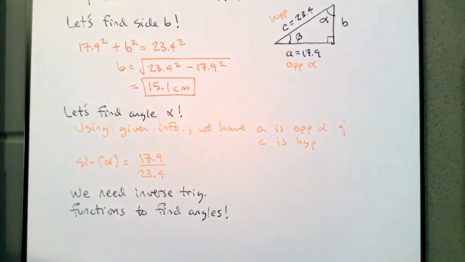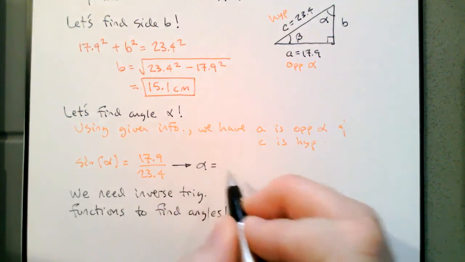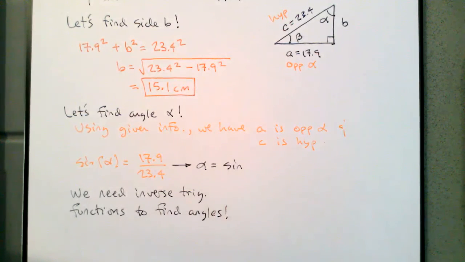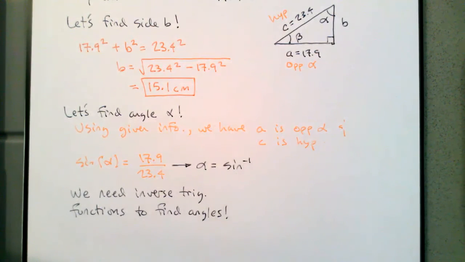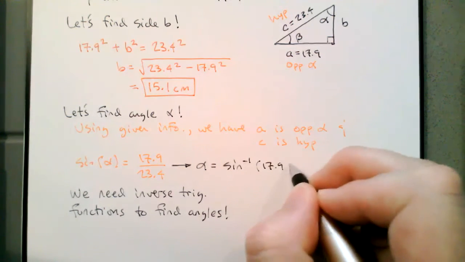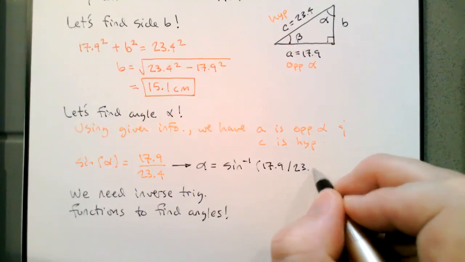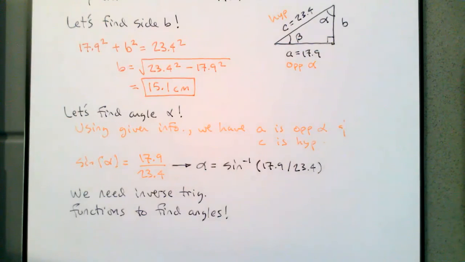So alpha, what we need to write, alpha is the sine inverse. To take sine inverse, you write sine, and you make a -1 like an exponent, even though it doesn't mean -1 as an exponent. And then we need parentheses, 17.9 divided by 23.4. The reason I wrote my fraction horizontal is that this is how I'm going to type things into my calculator.